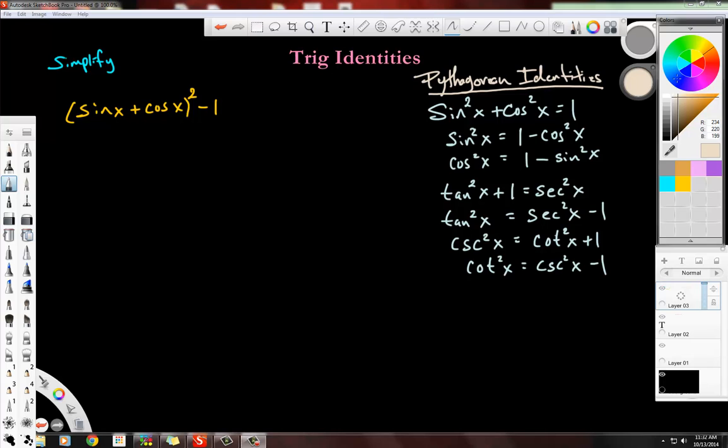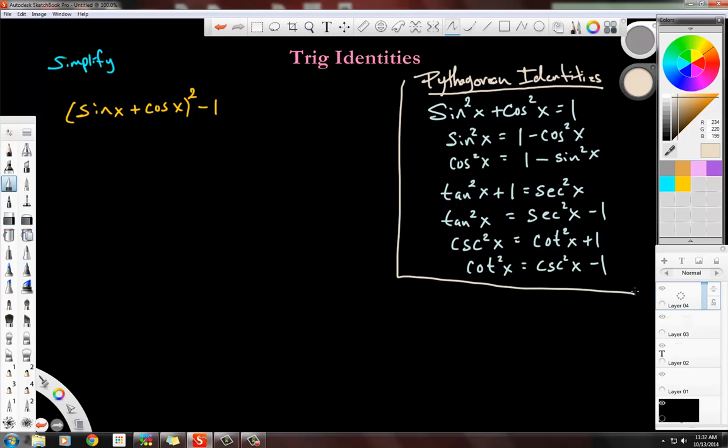Trig identities. And over here, I listed all the Pythagorean identities that we're going to need. Not all of which will we need for this problem, but here's our one problem. I'm not sure how long this is going to take, so we're just going to do it. It says simplify. So we're going to simplify this expression here.